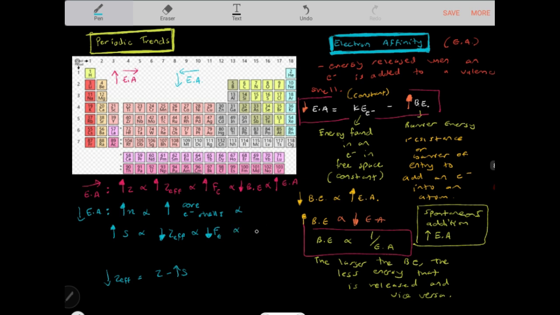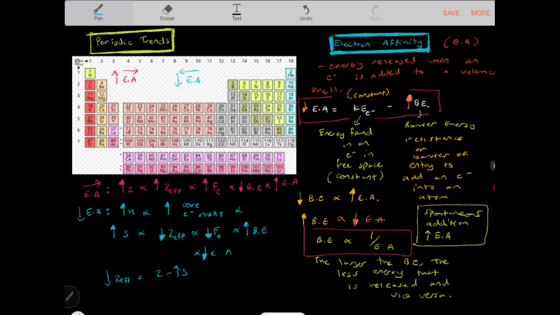Because there's more resistance, the barrier energy to add an electron in is a bit higher, and because the barrier energy is higher, the electron affinity, the energy release, is going to be lower. So if something releases low energy, then it's not as receptive when an electron is added, and it'll take a lot more energy to do so. Okay, so that's the idea behind that.